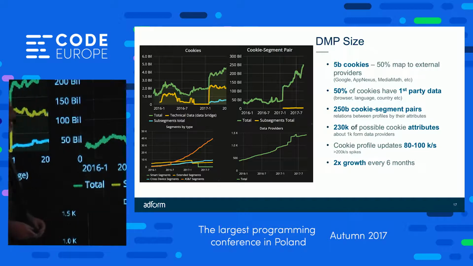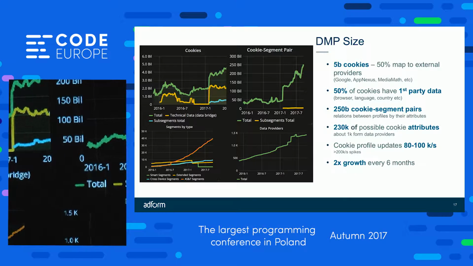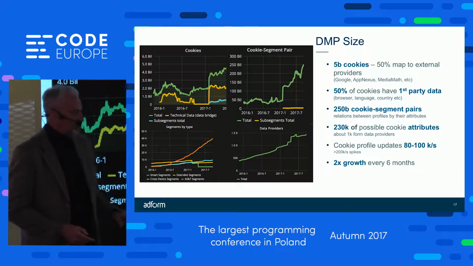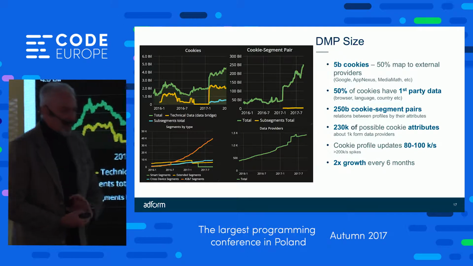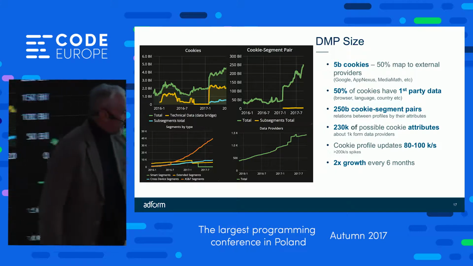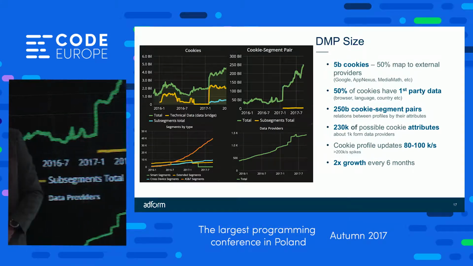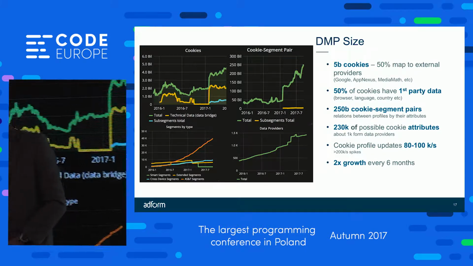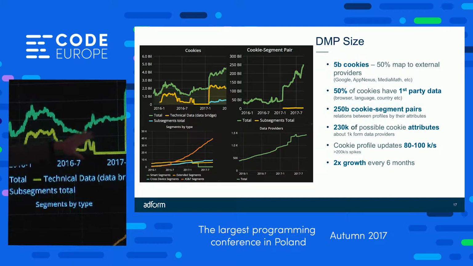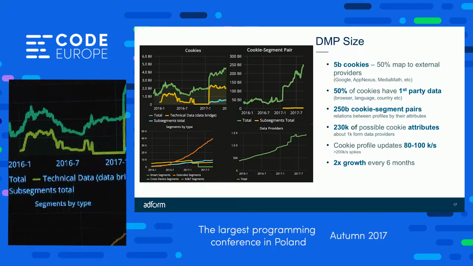So these are our traffics. You'll notice that we have a traffic map there that's gone up recently. We double every 6 months. And we have a lower cookie profile update. It's only about 100,000 a second. So that's when we are tracking what you do. We take all of those things and we analyze it and put it into an audience.